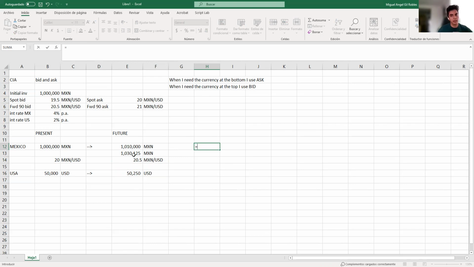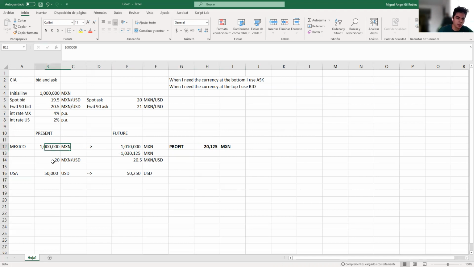So the final result, as in the CIA, what you need to do is to subtract the final result in pesos minus what you would have had if you stayed in Mexico, in this case, 1,010,000. So the result is this, and you can even write in here that it's profit. So how do you interpret this? It means that if you go to the US and then invest in the US and then you come back, you will make more money than if only you stay in Mexico. So you make a profit of 20,125 pesos. So that's the end of this first complication.